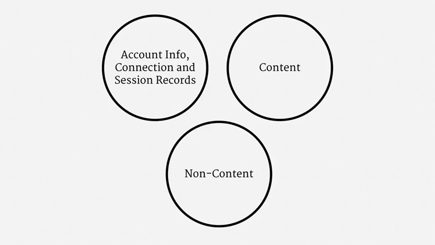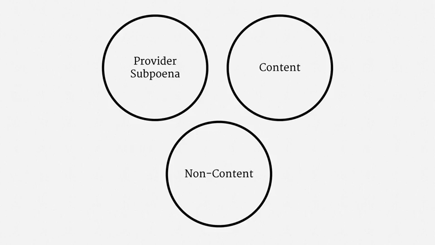We've already seen that the first category is associated with a provider subpoena. The content category requires a warrant. These warrants are essentially the same as the search and seizure warrants we've already looked at. Finally, there's that catch-all category for non-content. It's associated with a special type of court order that's usually called a D order. They're called D orders just because they're defined in 18 U.S.C. section 2703, subsection D. An easy way to think about a D order is that it's a mini warrant.